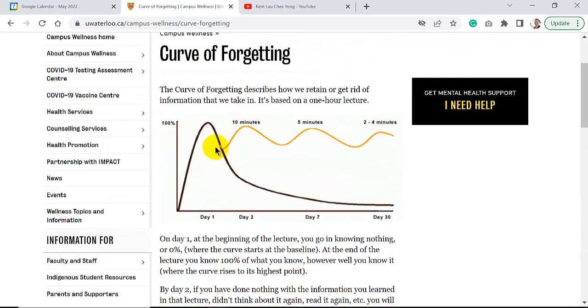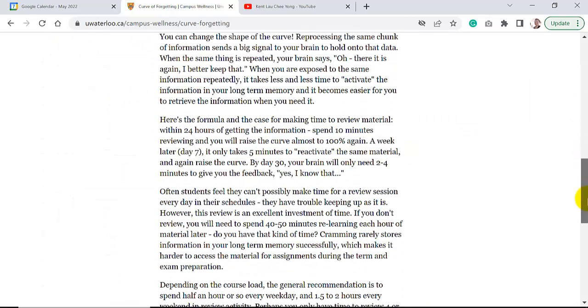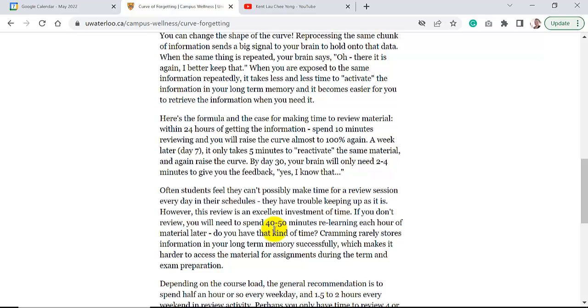So this is the curve. If you do a review of 10 minutes, you can retain at 100%. On day 7, you do a review for 5 minutes. And at day 30, 2 to 4 minutes, and you can retain close to 100% of what you learned, rather than needing to spend another 40 to 50 minutes to relearn each hour's material later. So which one do you want?